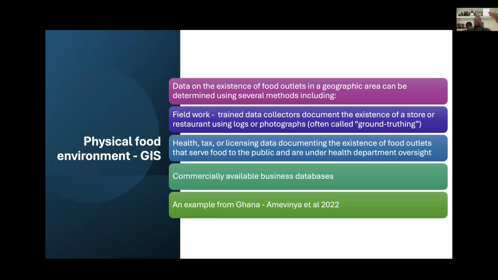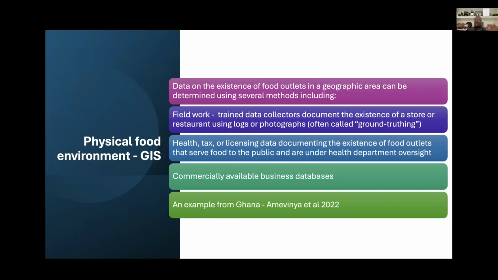But apart from doing it yourself as researchers, you could also use secondary data. And so health data, tax data or licensing data, documenting the existence of food outlets that sell food to the public.